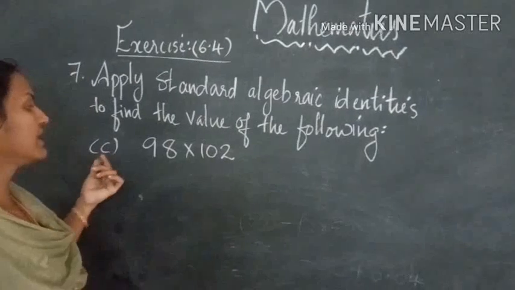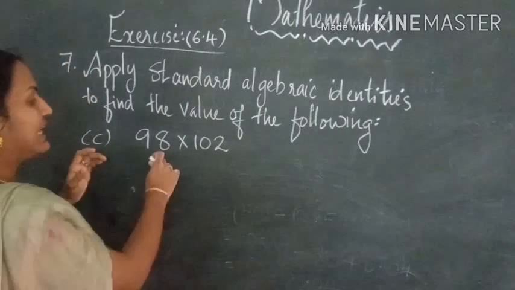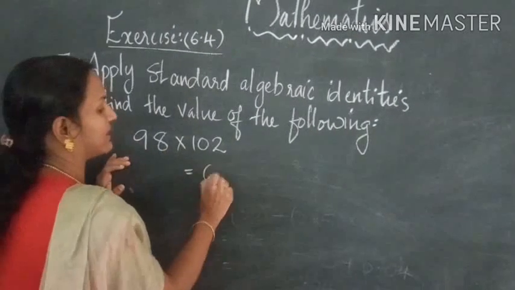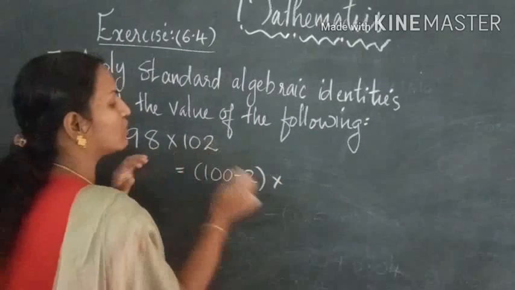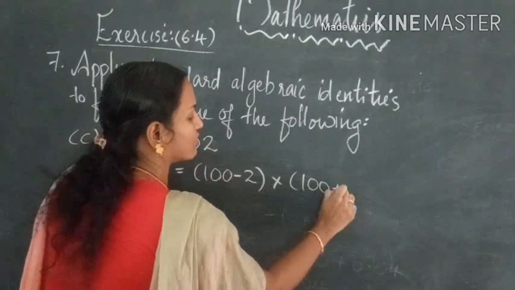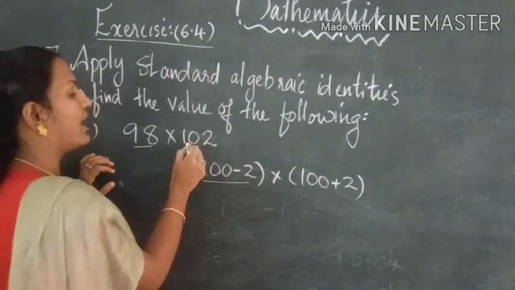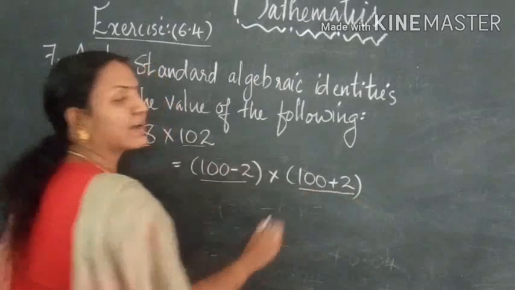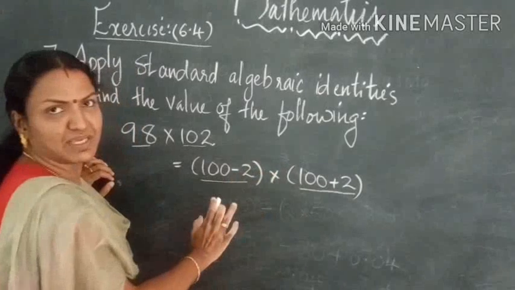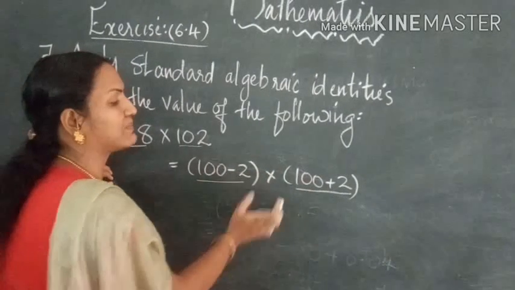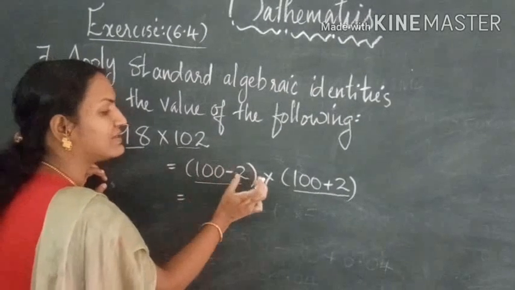Next, option C, 98 into 102. 98 can be written as 100 minus 2 and 102 can be written as 100 plus 2. So this is of the form a minus b into a plus b. We already studied that a minus b into a plus b is a square minus b square. Here a is equal to 100 and b is equal to 2.